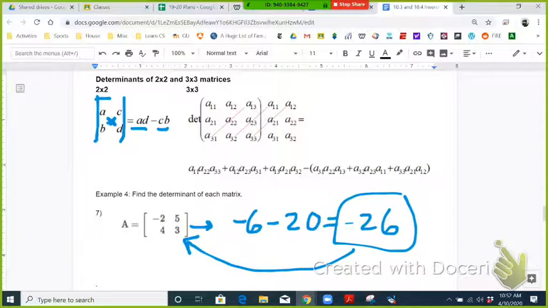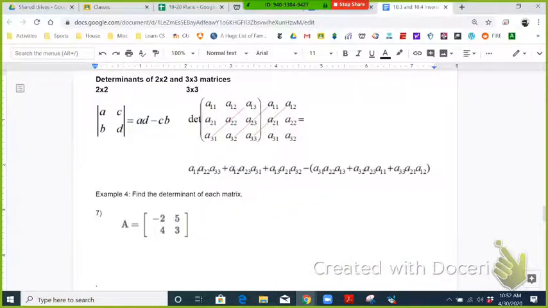Sort of like a triangle has an area and a perimeter. Those are values associated with that triangle. A matrix has a determinant. Sometimes it's 0, sometimes it's not. If it is 0, it doesn't have an inverse. Now for a 3 by 3, it's slightly more complicated, but nothing crazy.